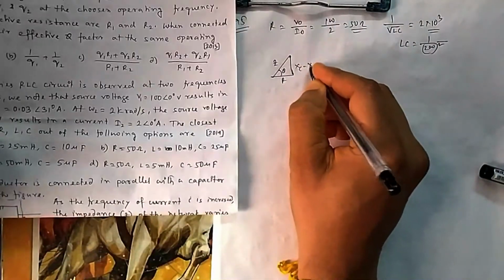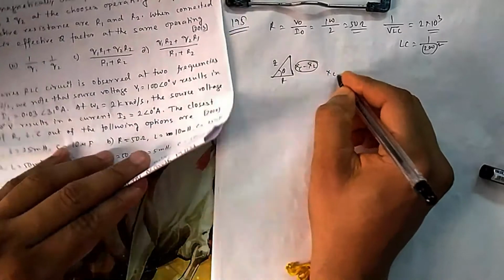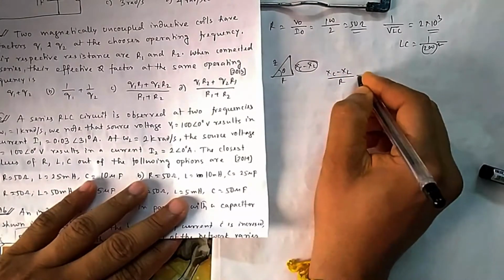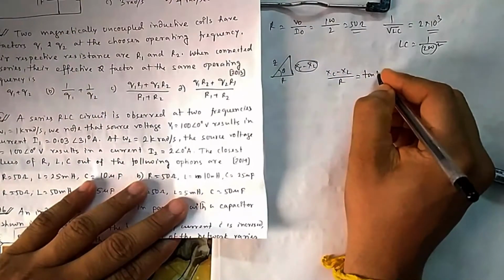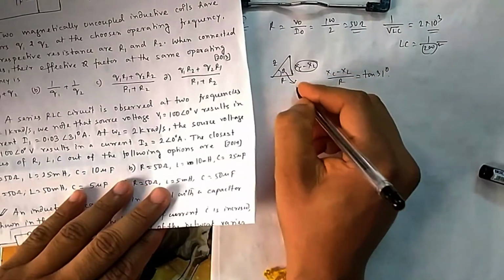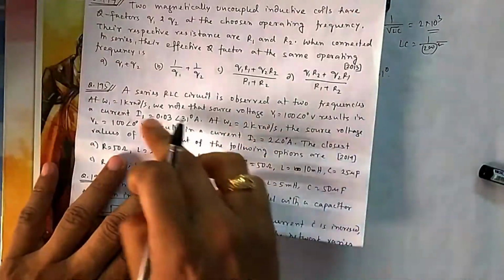So capacitive means this is XC minus XL. XC will have a dominance. So XC minus XL divided by R, that is your angle. That is tan 31 degree. This angle is given, 31 degrees, the angle between voltage and current.